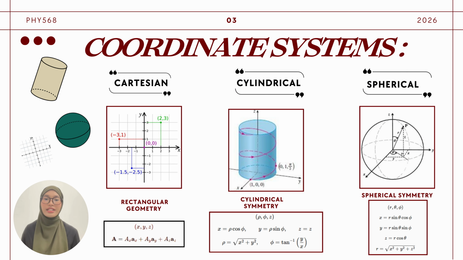Now that we have learned about vectors, the next question is how do we represent them in space? This is where the coordinate system becomes important. The Cartesian coordinate system is the most familiar one and is mainly used for rectangular geometry. When dealing with circular objects such as wires or cylinders, the cylindrical coordinate system becomes more convenient. For objects with spherical symmetry such as a charged sphere, we use the spherical coordinate system. Choosing the appropriate system makes the mathematical calculation much simpler and more convenient.